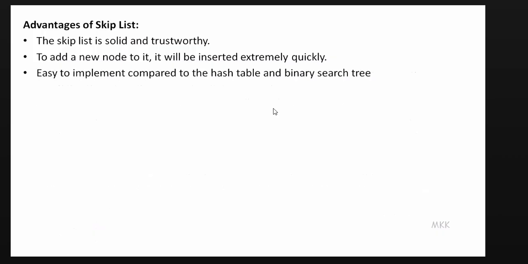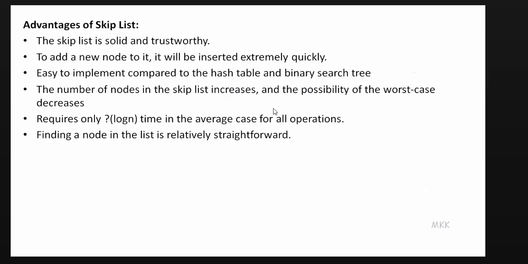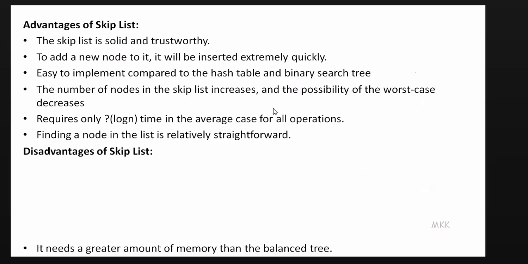Okay. Advantages of skip list: the skip list is solid and trustworthy. A new node can be inserted extremely quickly, and it is easy to implement compared to the hash table and binary search tree. As the number of nodes in a skip list increases, the possibility of the worst case decreases. It requires only log n time on average for all operations. Finding a node in the list is relatively straightforward, but some disadvantages are also there.